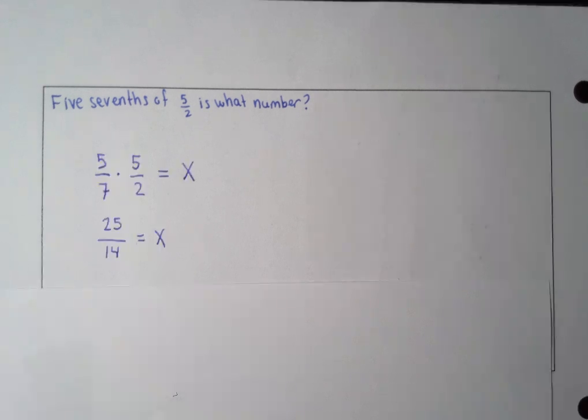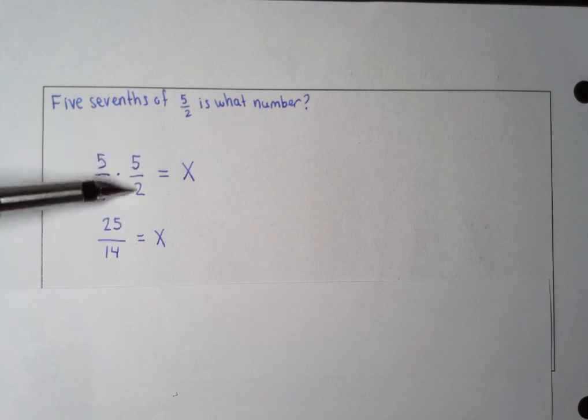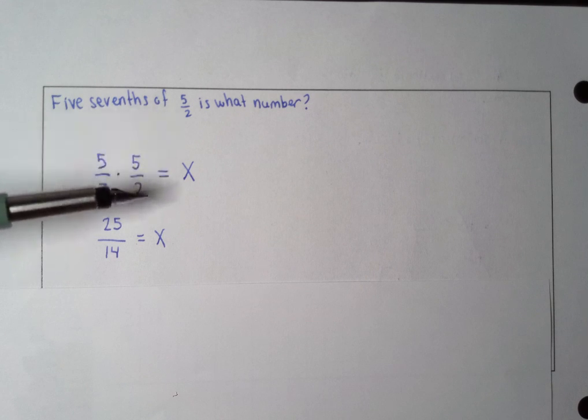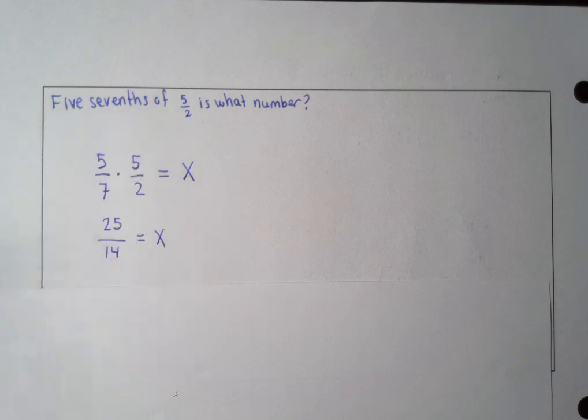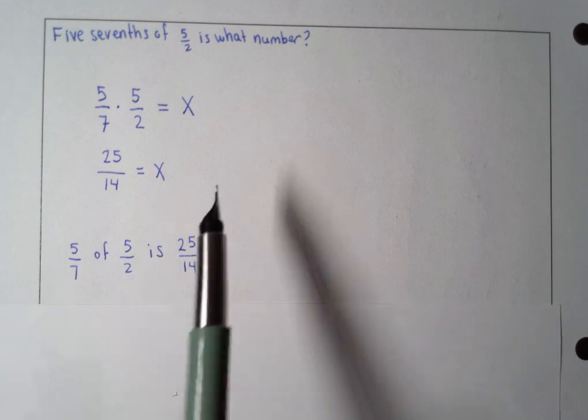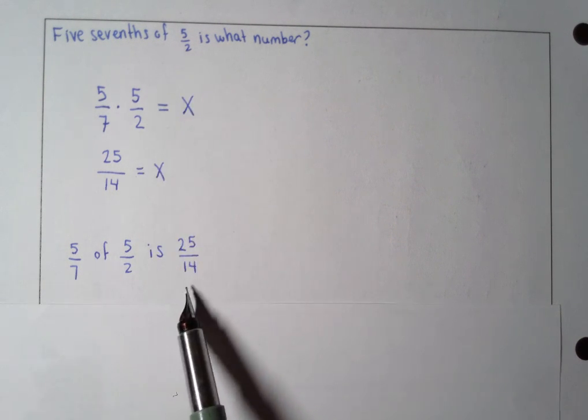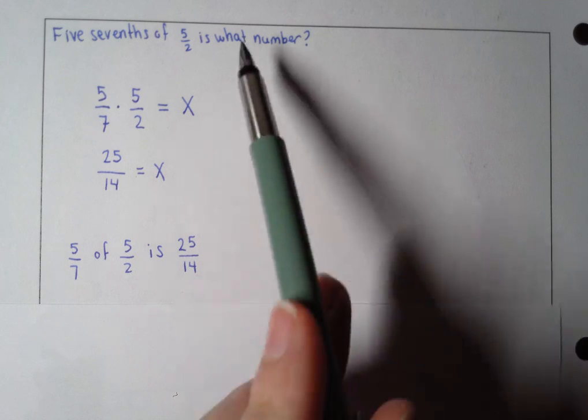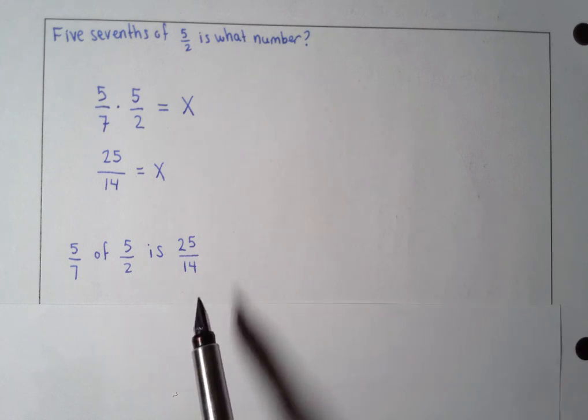So checking our answer, when I translated this into an equation, I got 5/7 is just written as 5 over 7. Of is written as a multiplication sign. And then 5 over 2 is written as an equal sign. And what number? I chose to use the variable x. And then all I did was multiply these two fractions together, and I got 25 over 14. So in conclusion, I could say that 5/7 of 5 over 2 is 25 over 14. So I'm replacing what number with the answer, 25 over 14.